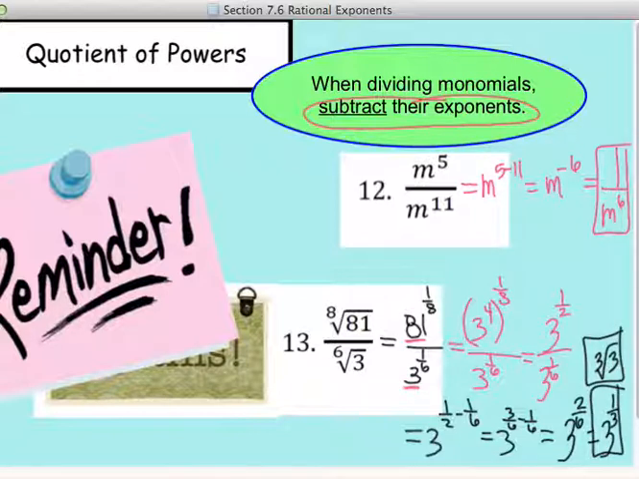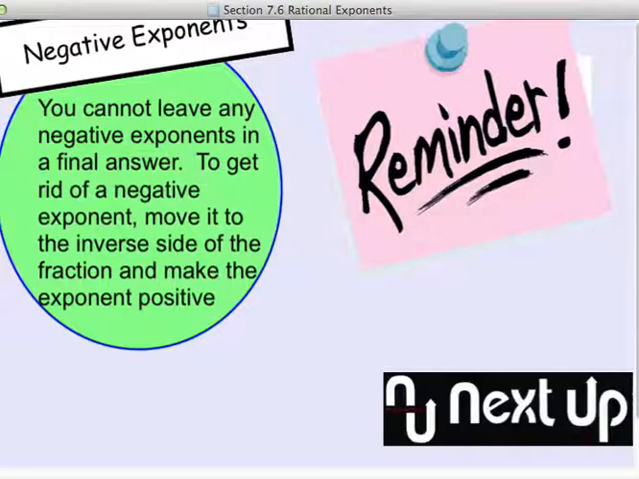Okay. And then our last one is if we have negative exponents. You cannot leave any negative exponent in the final answer. To get rid of a negative exponent, move it to the inverse side of the fraction and make the exponent positive. So move it to the numerator or denominator, the inverse side, whichever one, and then make it positive.